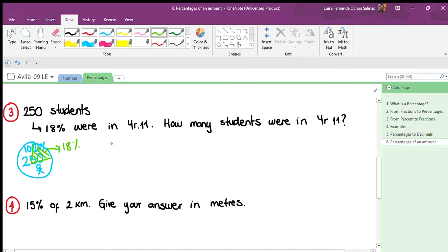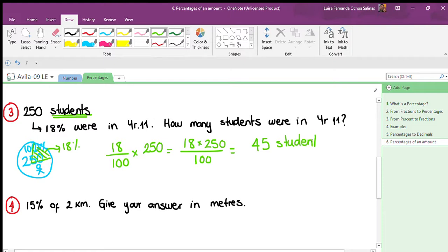So how are we going to do it? We do 18 over 100 times 250. Remember how we do this in the calculator: 18 times 250 divided by 100. If you do this, you're going to find that the answer is 45. Do I leave it as 45? No, I have to write it in the same units. What is the unit? Students. So 45 students. Okay, I'm going to stop there, and then you can continue watching the next video.